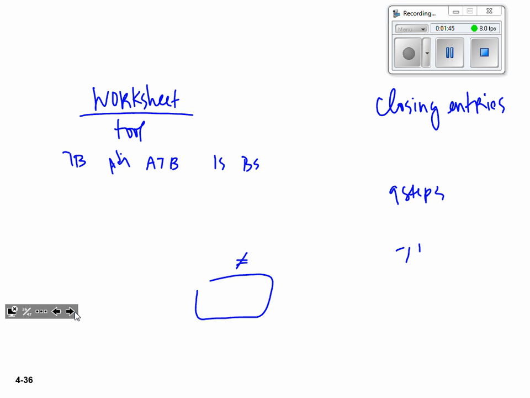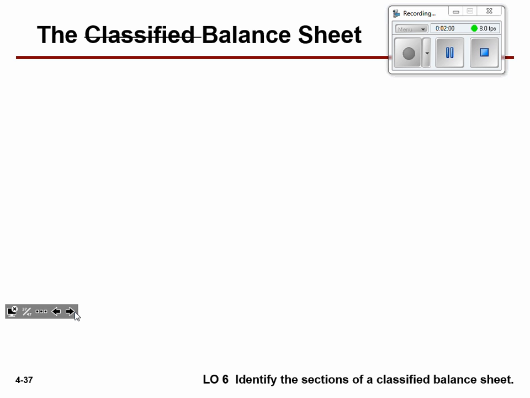Just remember, you're doing 3 trial balances, checking that your debits and credits equal. You're doing a trial balance, an adjusted trial balance, and then of course a post-closing trial balance. So that's where we've been. Let's talk about what's left.